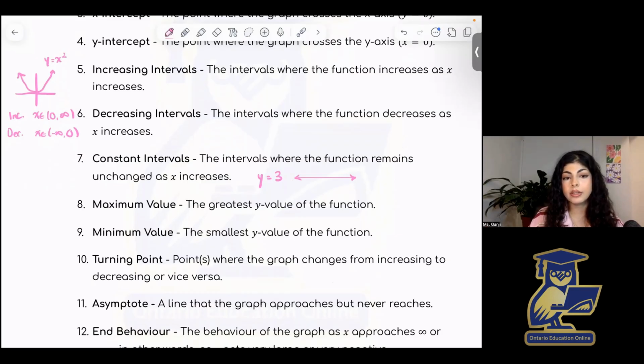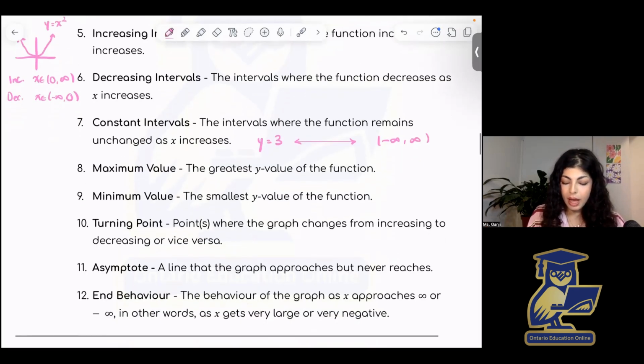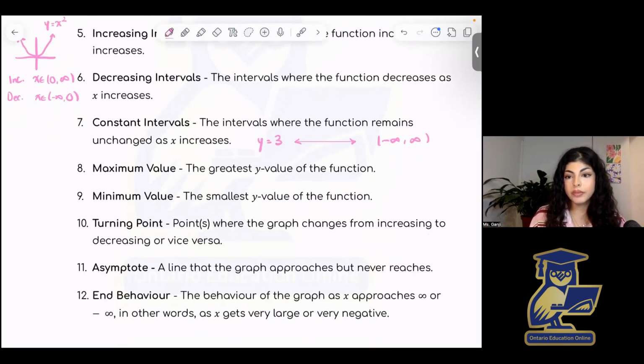So this is actually just a constant function, and the constant interval will be just negative infinity to infinity, the whole function itself. But sometimes, for example, with piecewise functions, you will have portions of the function that are horizontal. So those are the instances where you might have intervals, but not the whole function is constant.